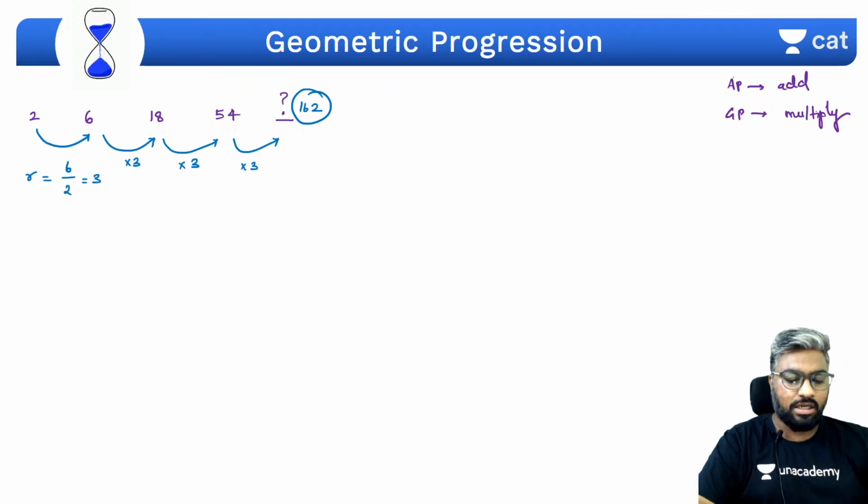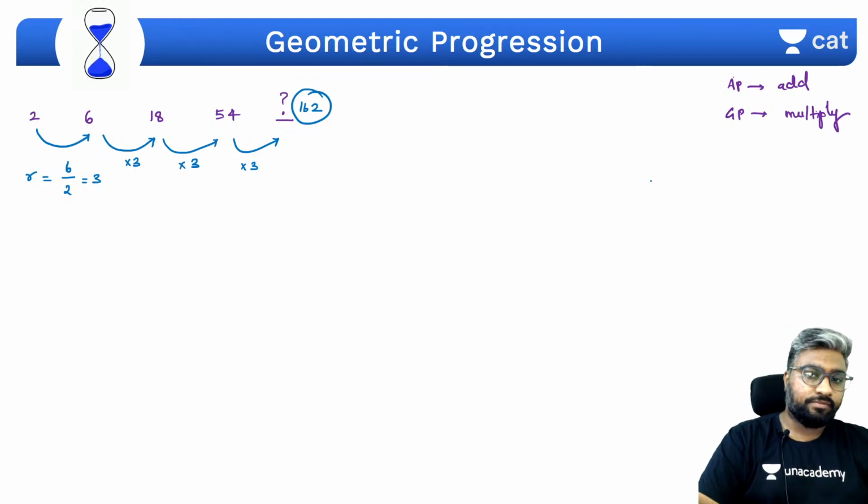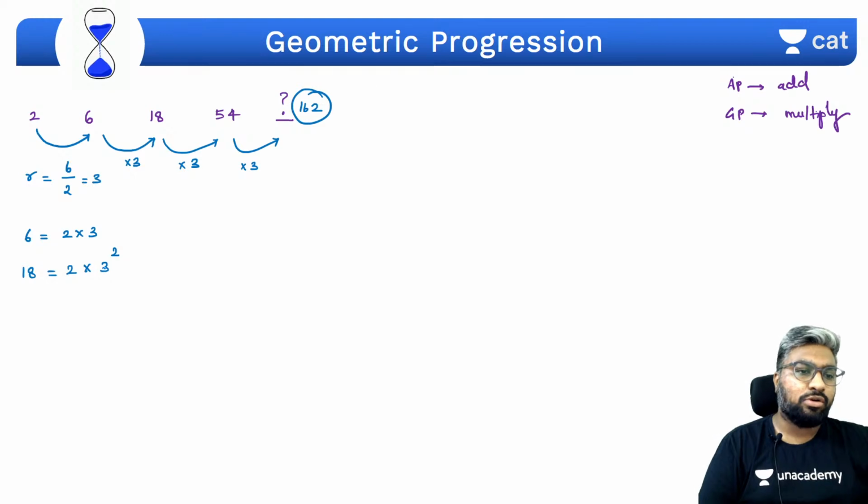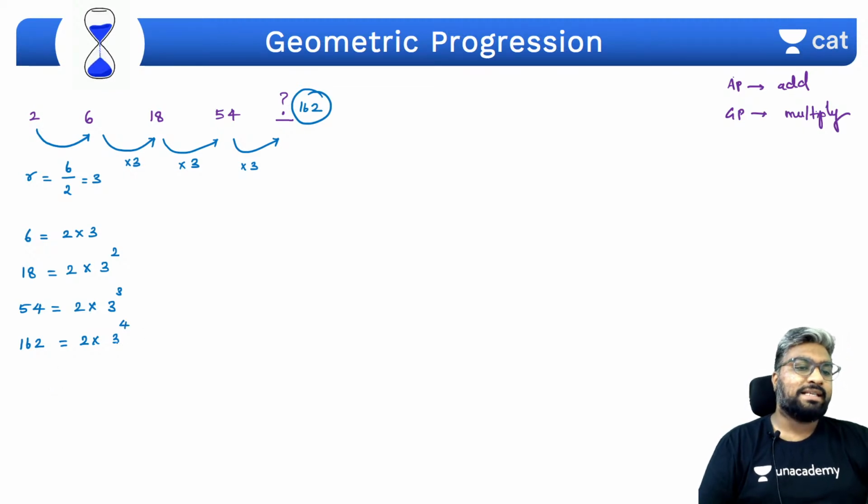R is called the common ratio. So what do we understand? The second term, 6, can be written as the first term into the common ratio 3. The third term, 18, can be written as the first term into the common ratio multiplied 2 times, so into 3 squared. The fourth term, 54, can be given as the first term into the common ratio multiplied with itself 3 times, 3 to the power 3, and so on. The fifth term, 162, can be given as the first term multiplied by the common ratio 4 times, which is 81. 81 into 2 is 162. This is how you find the nth term of a geometric progression.